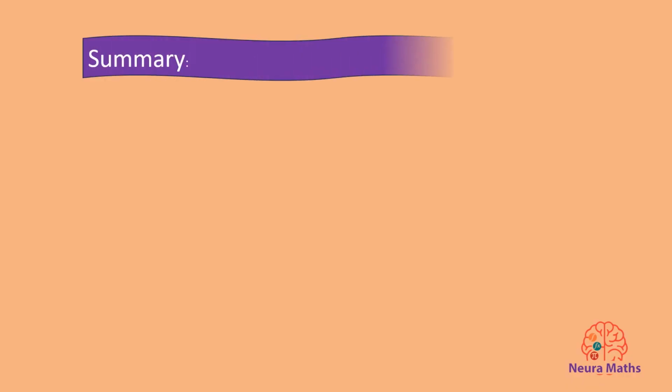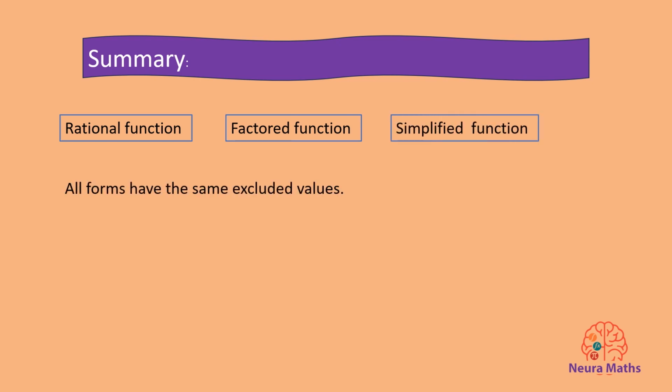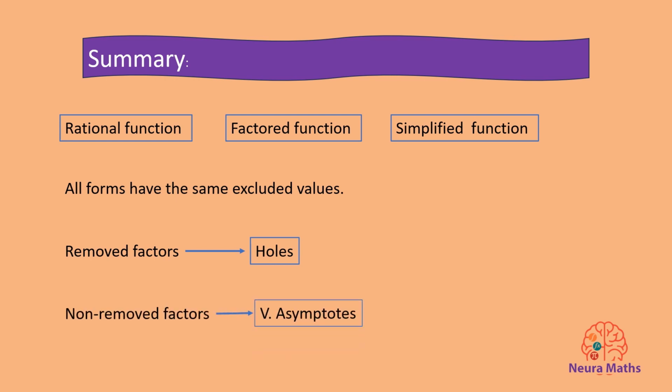To sum up, a rational function can be rewritten as a factored form and a simplified form, but they all have the same excluded points. Removed factors from the factored form represent a hole on the graph and non-removed factors represent vertical asymptotes, as we will see next.